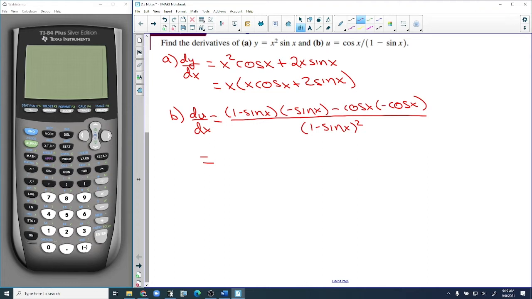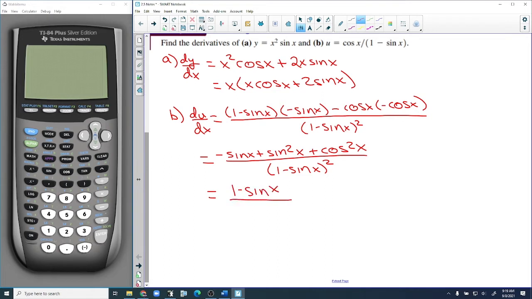So let's distribute negative sine through. Negative sine of x plus sine squared of x plus cosine squared x, over (1 minus sine of x) squared. Well, now sine squared plus cosine squared is 1. So 1 minus sine of x over (1 minus sine of x) squared. And finally, 1 over 1 minus sine of x.